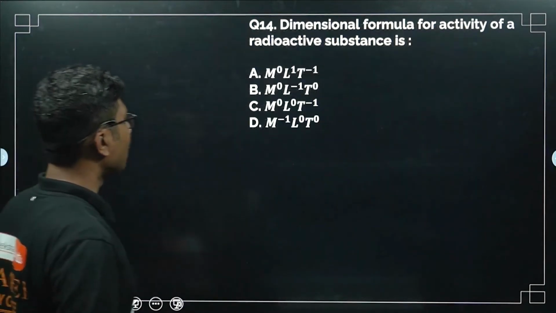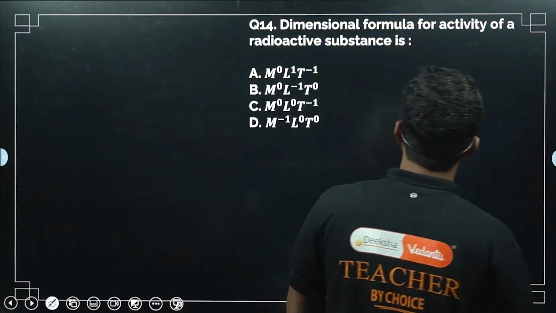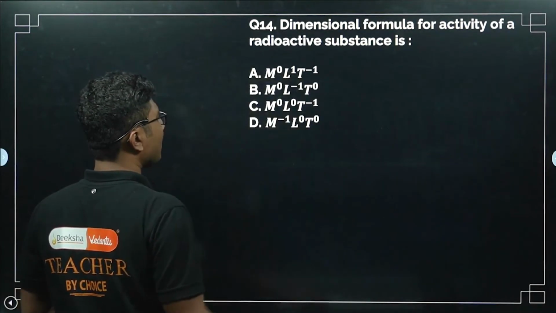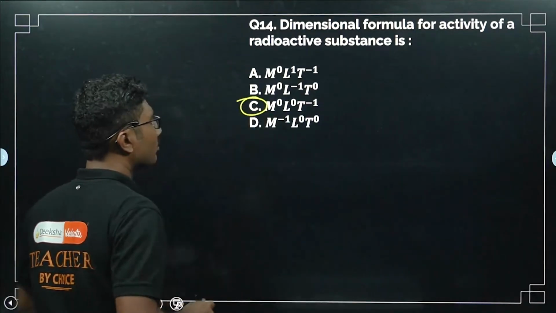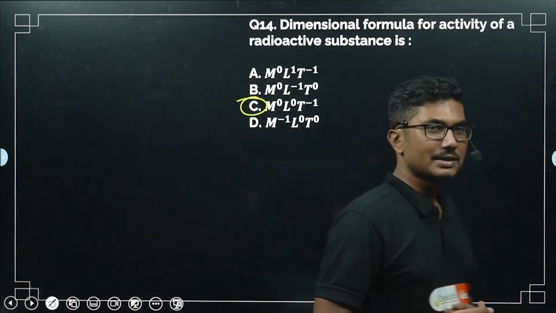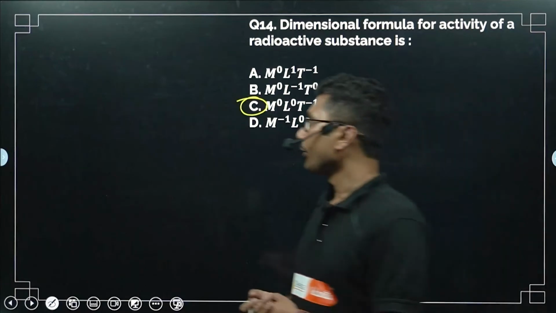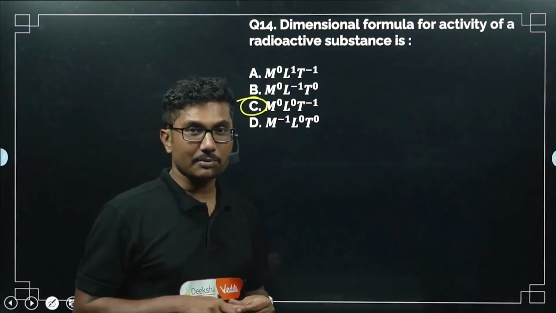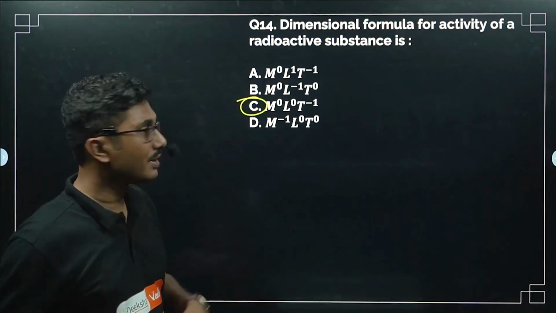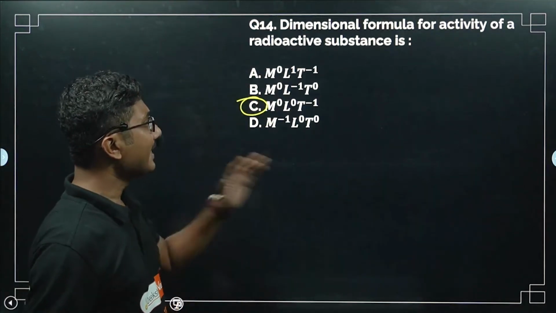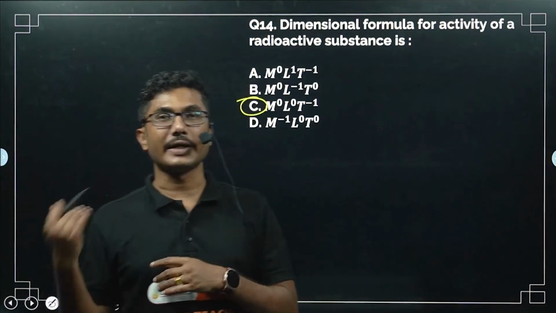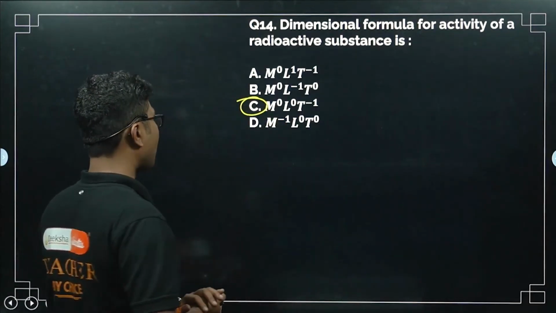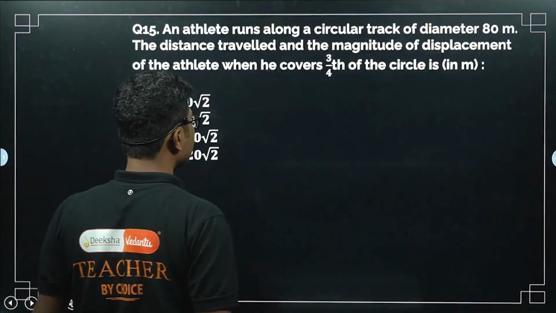Next is question number 14. Dimensional formula for activity of a radioactive substance. It only depends on time. So the dimensional formula for radioactive activity is T to the power minus 1. This is a very borderline out of syllabus question, but somehow they have considered this as in syllabus. You should know that any activity is always dependent on time, so it is only factorized as T to the power minus 1. All the other terms are 0.